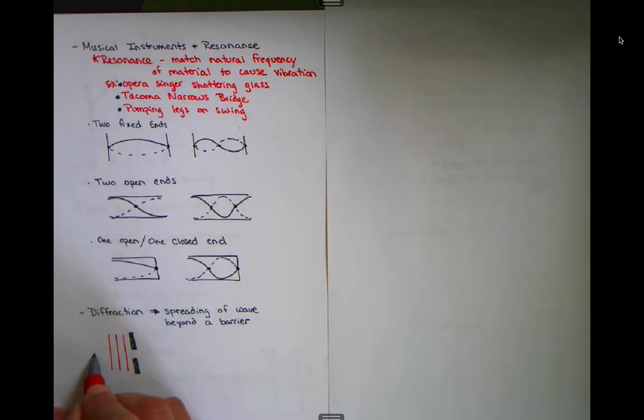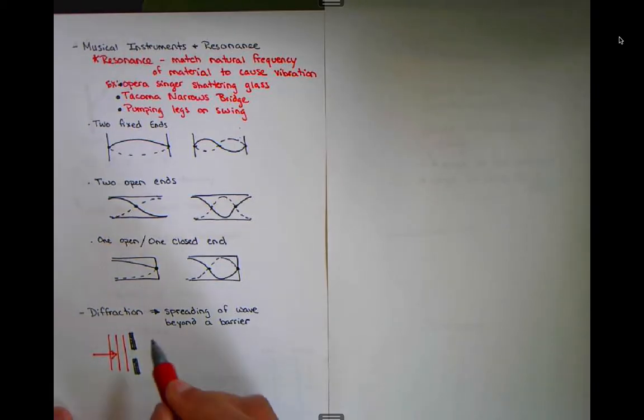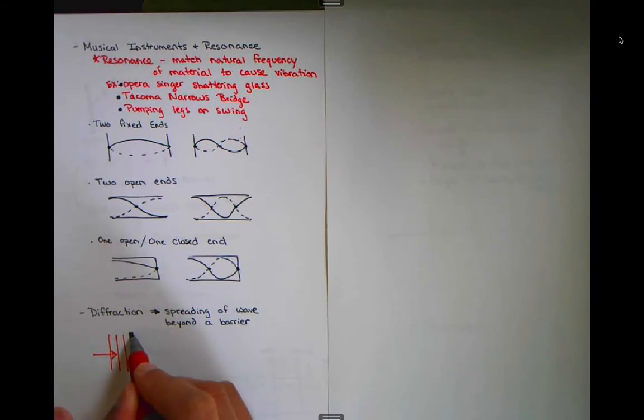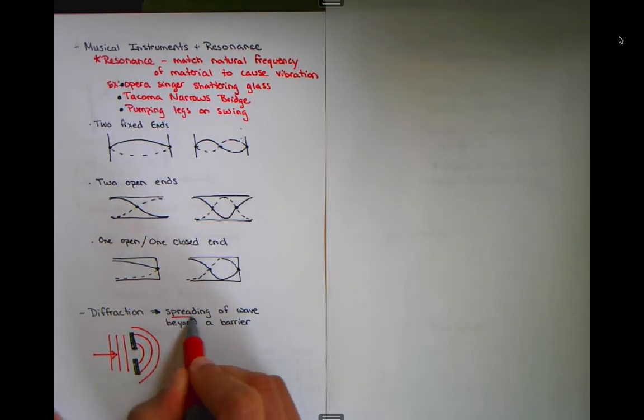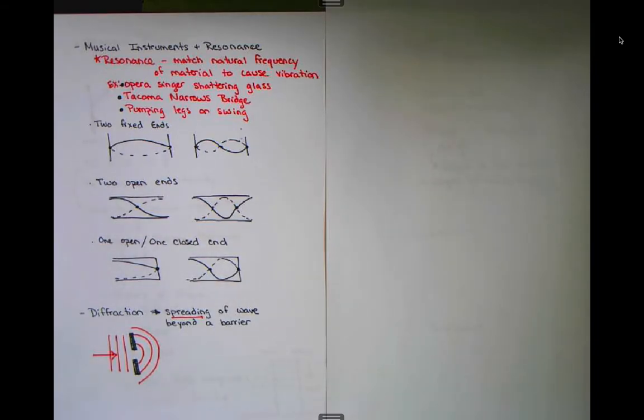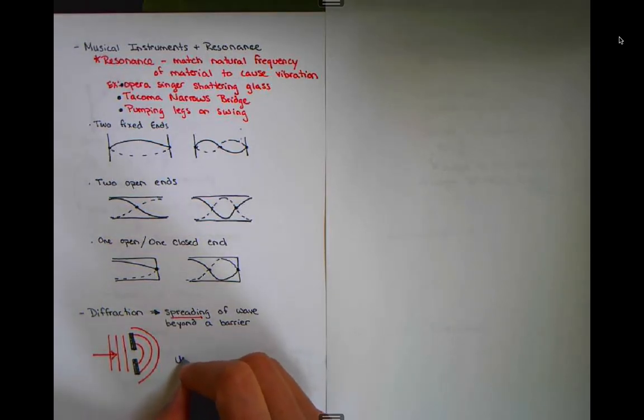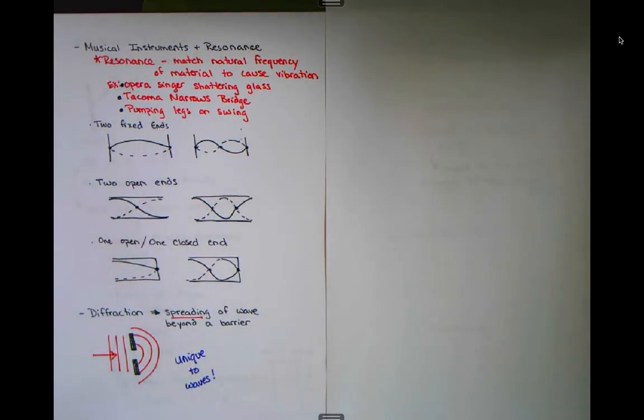So if I have this wave that's coming in, it's going to hit a barrier, kind of like a picket fence, right? And as it goes through this, it's going to diffract and bend and change shape as it spreads beyond the barrier. Okay? This is something unique that waves can do, right? Particles cannot do this. So this is unique to waves. And this is one of the reasons we know that light travels as a wave, because it can diffract.